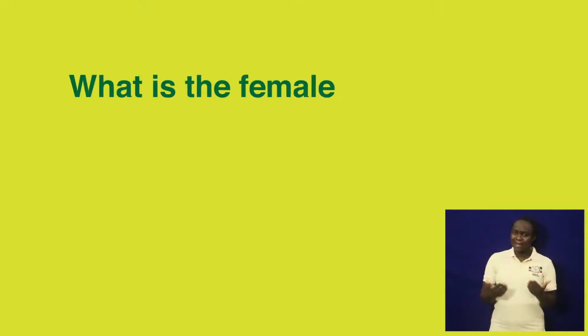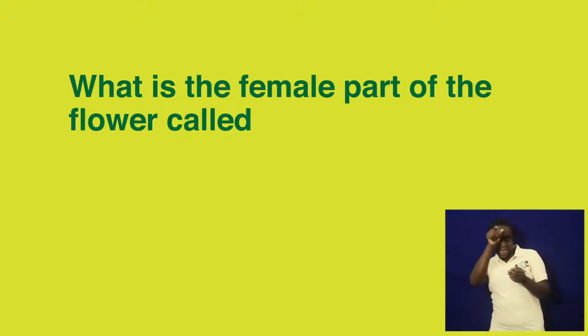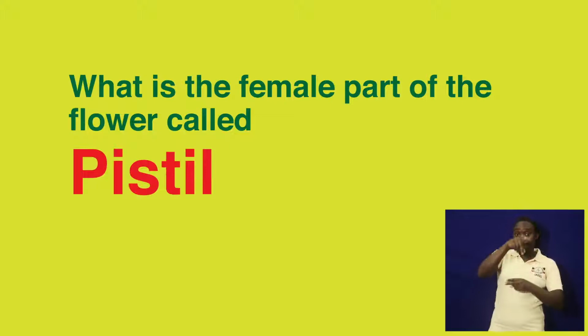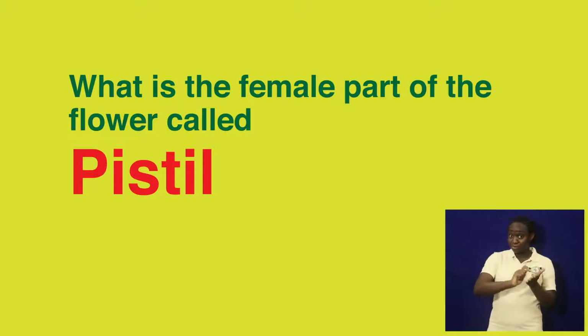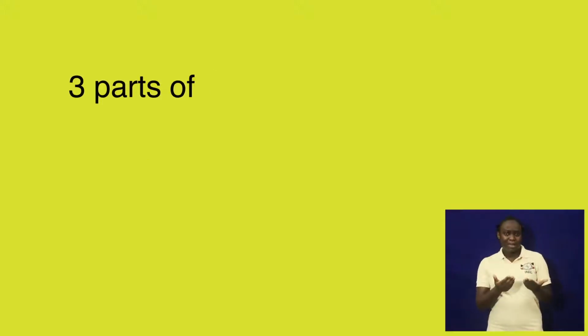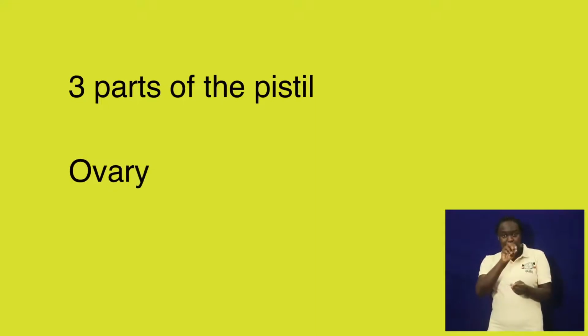What is the female part of the flower called? Yes, you are right. It is called pistil. You can see the spelling. Take note of the spelling on the screen. You can now name the three parts of the pistil, can't you? The pistil has the ovary, like in the song, the stigma, and the style.